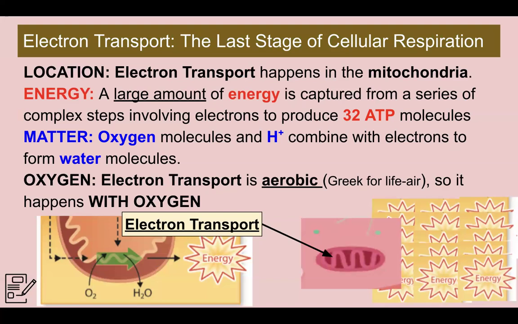Again, some books will go as high as 36. Some books will go as low as 28. The thing you need to take home is electron transport produces the largest amount of energy out of the 3 stages of cellular respiration. And in electron transport, oxygen molecules and these hydrogen ions that were made in the Krebs cycle combine to form water molecules. So these oxygen molecules meet up with these hydrogen atoms, and you get H2O, water molecules. Now, in terms of oxygen needs, electron transport is aerobic, so it happens in the presence of oxygen.